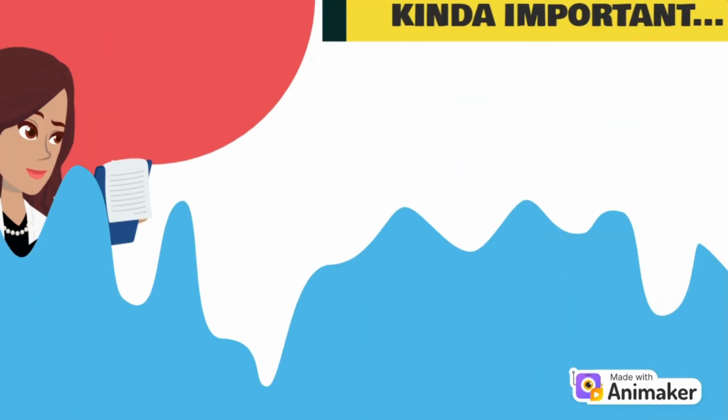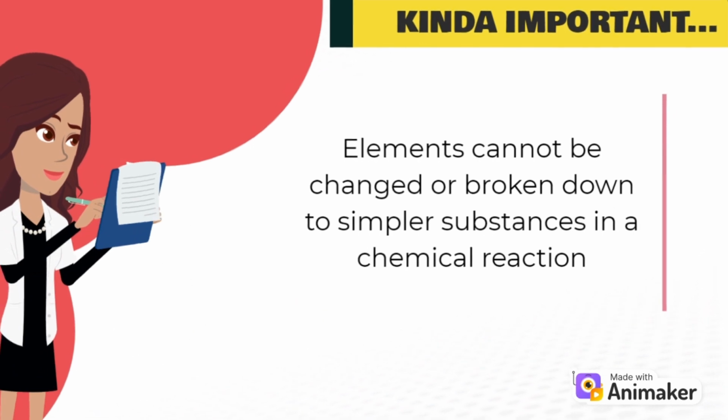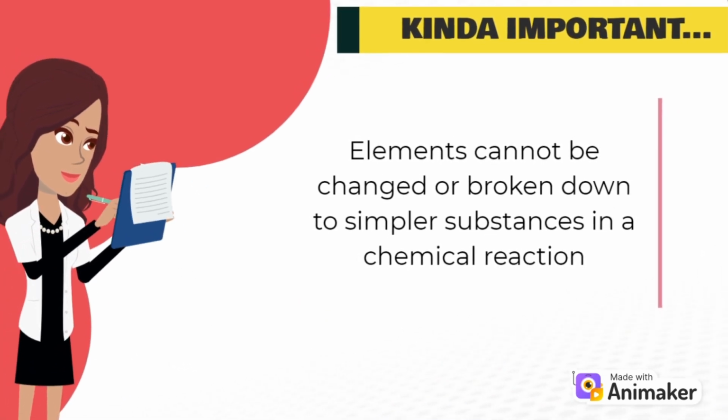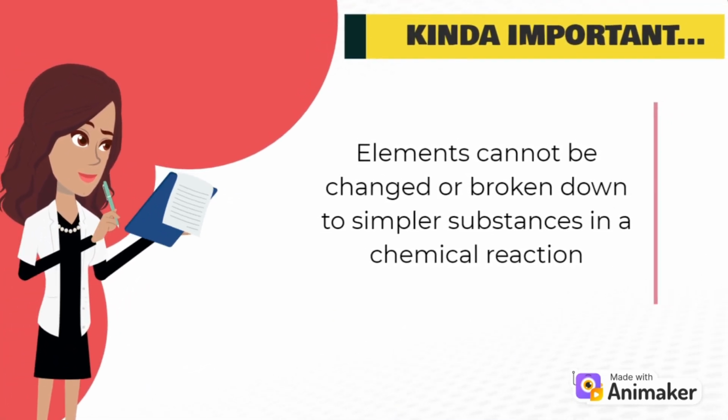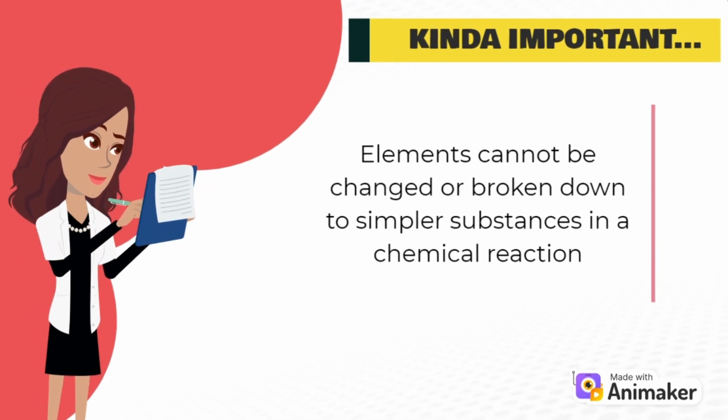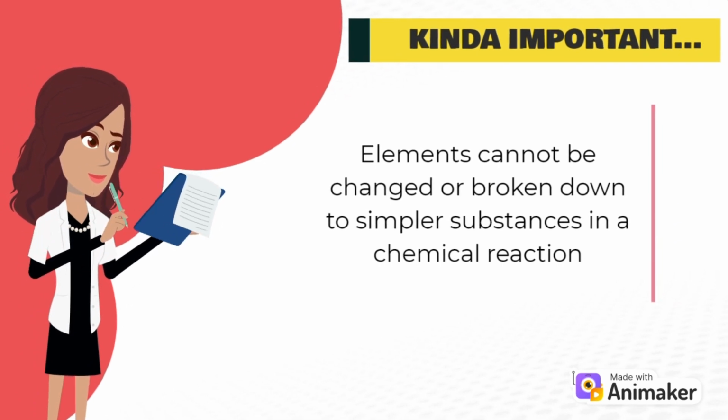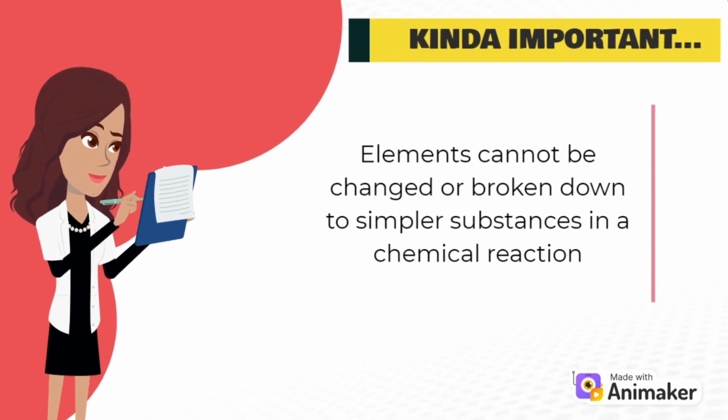Because atomic nuclei are unaltered by ordinary chemical processes, elements cannot be changed or broken down into simpler substances in chemical reactions. Thus, an atom of carbon always remains as an atom of carbon, regardless of the chemical events in which it may take part.